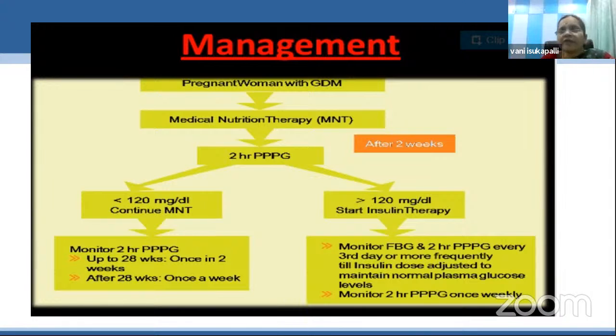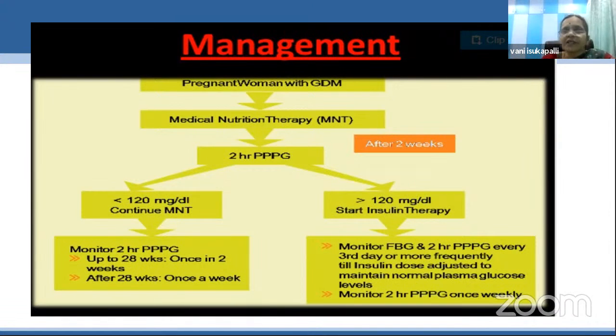All these advices, what I've said, were given. And then after 2 weeks, the minimum period you have to wait is 2 weeks, and we do again a 2-hour postprandial glucose. If it is less than 120, yes, your MNT has worked wonderfully. She will continue to do the same, and similar monitoring every 2 weeks will occur with 2-hour postprandial plasma glucose up to 28 weeks, and later on once a week.